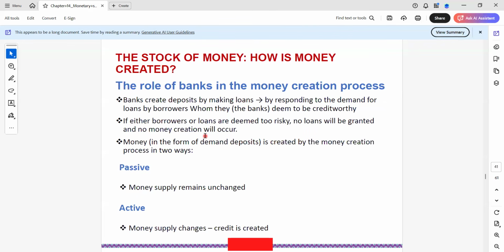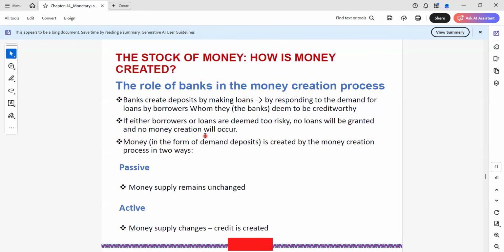The stock of money: how is money created? So the role of banks in the money creation process. Banks create deposits by making loans. Okay, here they're saying the same thing that I said earlier, but I'm just going to read it, then I'm going to go back to the diagram and explain.